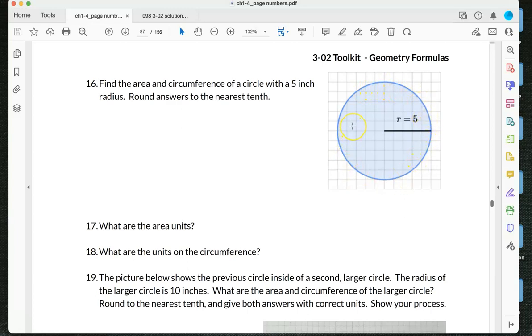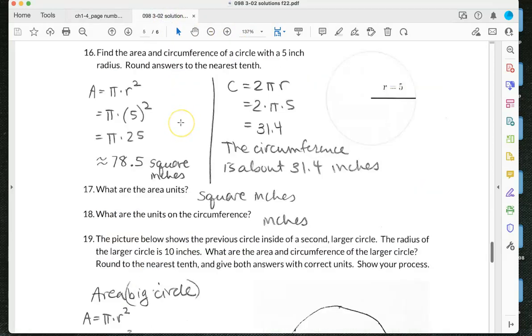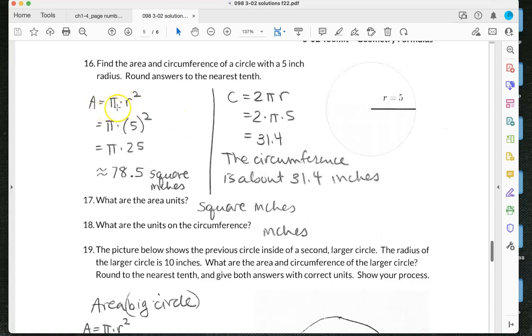But if you count them, you will come up with an answer close to what I get when I do the formula with pi times radius squared. So 3.14 times 5 will give me the area. Area is pi times radius squared. Pi times 5 squared, which is 25, 5 times 5. 25 times pi.